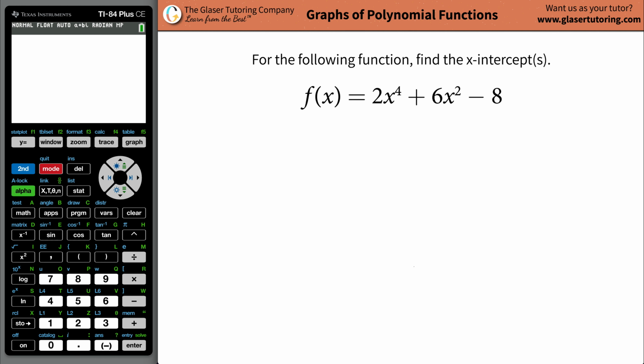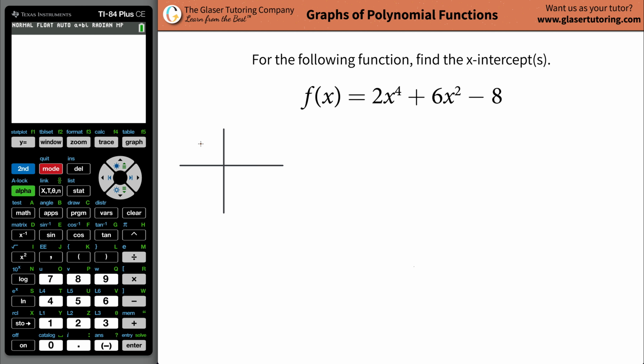My name is Andrew Glaser, and today I would like to teach you how to find the x-intercepts of the following function. This function is a little special because it has the highest power of the fourth. It might be a little tricky, but it's really not bad. I'm going to try to show you something that might look familiar.